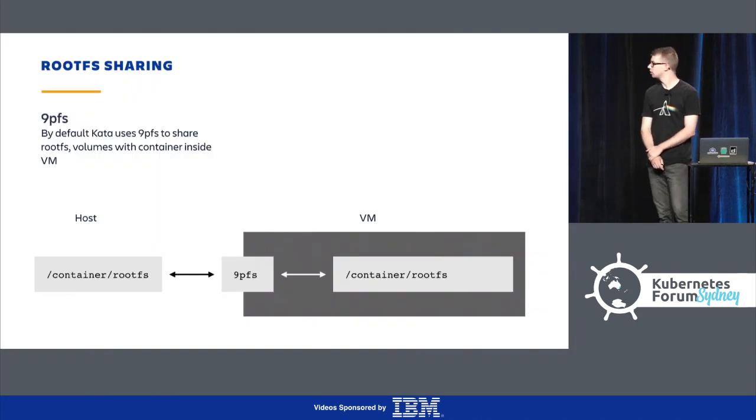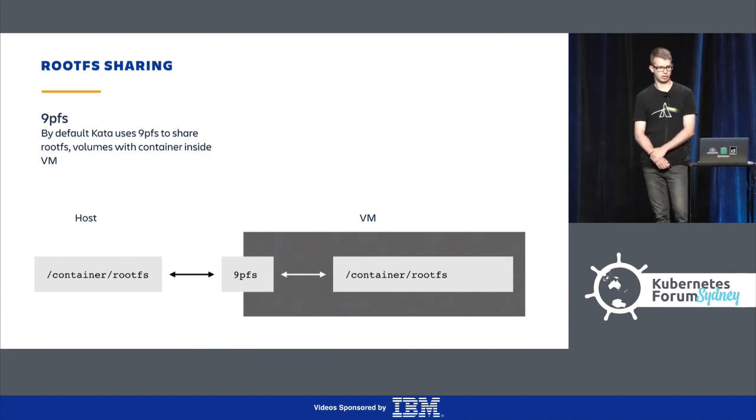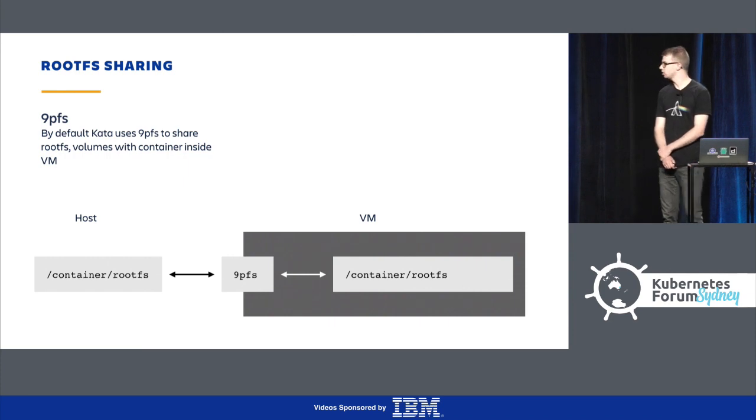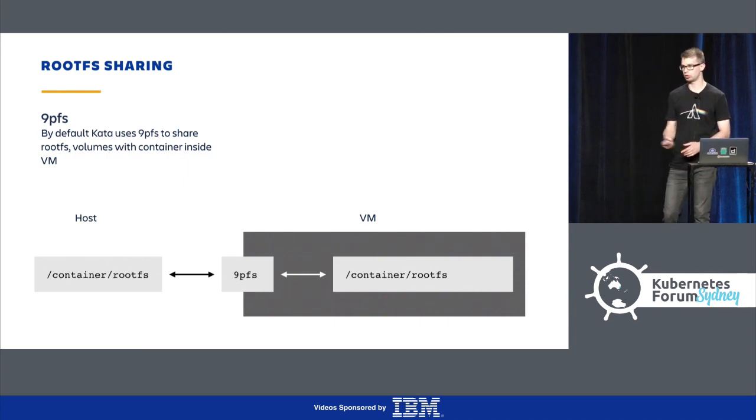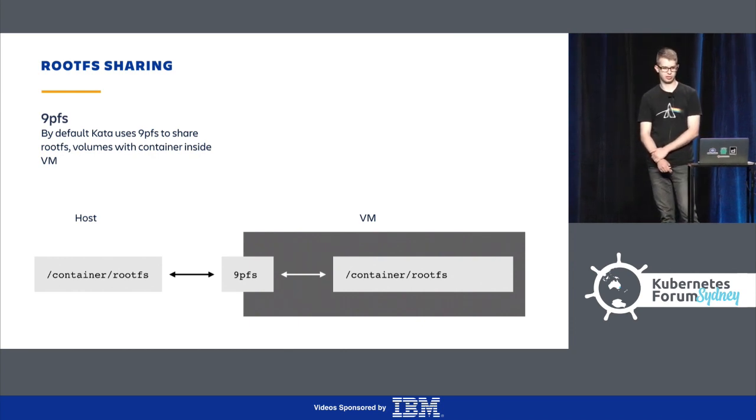By default, Kata uses a system called 9pfs to share the root FS of the container, config maps, secrets, and volumes into the VM. Any changes made inside the VM are propagated back to the host side and vice versa. This allows the kubelet to manage things like secrets and config maps from the host side and then have those changes replicated back into the VM. A benefit of using an old established protocol like 9pfs is that it is really reliable and it has really good compatibility with certain file systems.